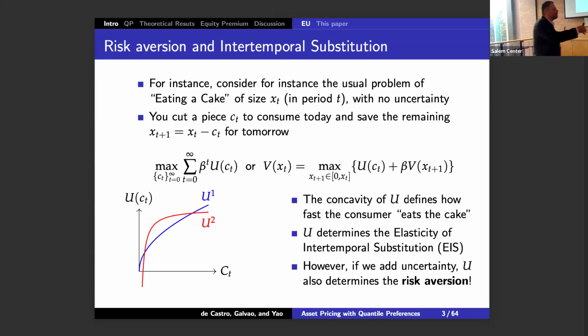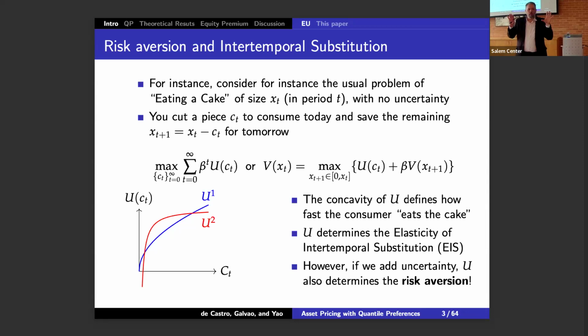And there is a name for this in economics: the elasticity of intertemporal substitution, how you substitute your consumption across time. And this is defined by the concavity of U, okay? So the concavity of U, how curved it is, defines the elasticity of intertemporal substitution. But of course, beta as well, right? Yeah, so this is the interesting thing.